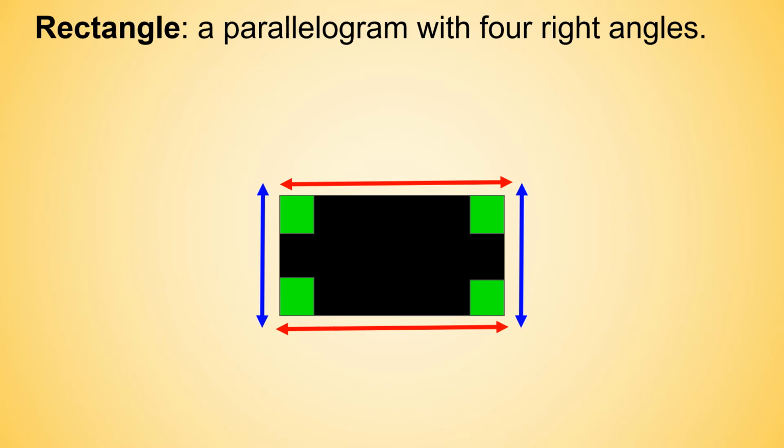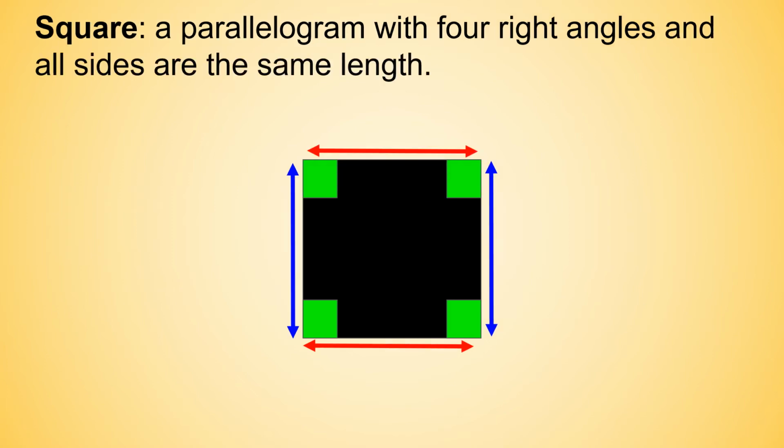So now let's talk about classifying squares. So a square is actually a parallelogram and a rectangle because you'll notice a square has two pairs of parallel sides and it has four right angles. The only thing that sets a square apart is that all four sides have to be the same length. If the sides are not all the same length, it is not a square. A square has to have sides that are all the same length.